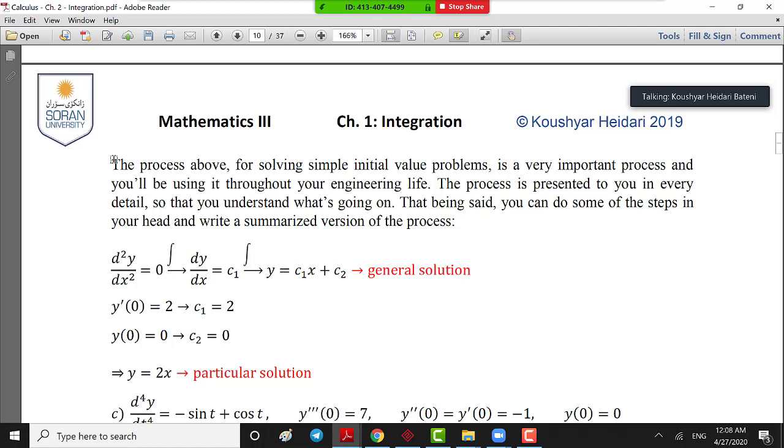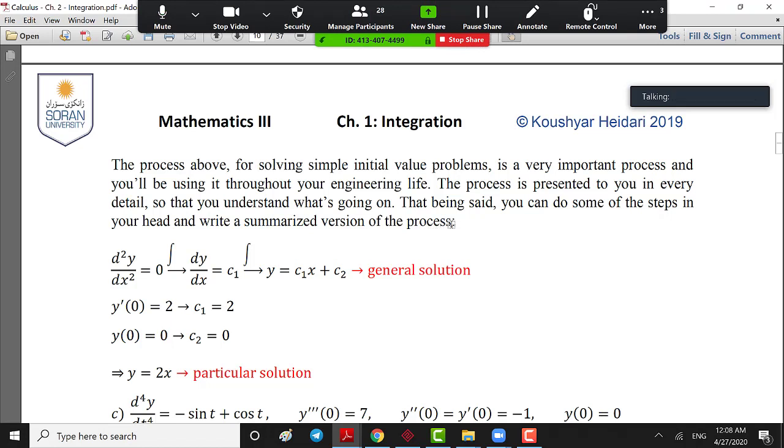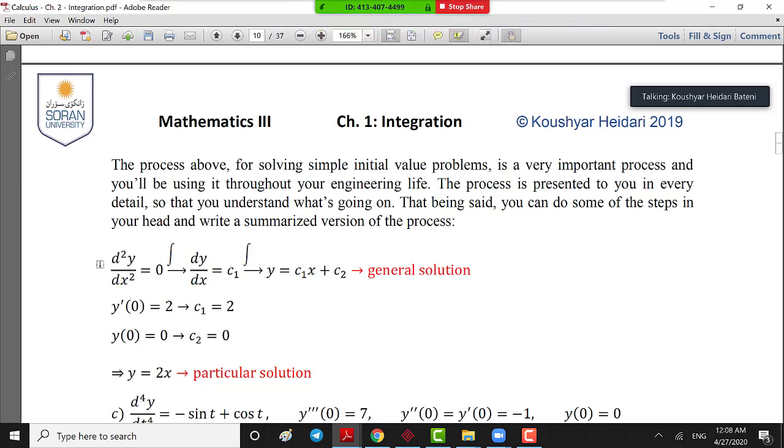So, as we said here, the process above for solving simple initial value problems is a very important process, and you'll be using it throughout your engineering life. The process is presented to you in every detail, so that you understand what is going on. That being said, you can do some of the steps in your head and write a summarized version of the process. If we write the process in a summarized way, what is it that we're going to write?